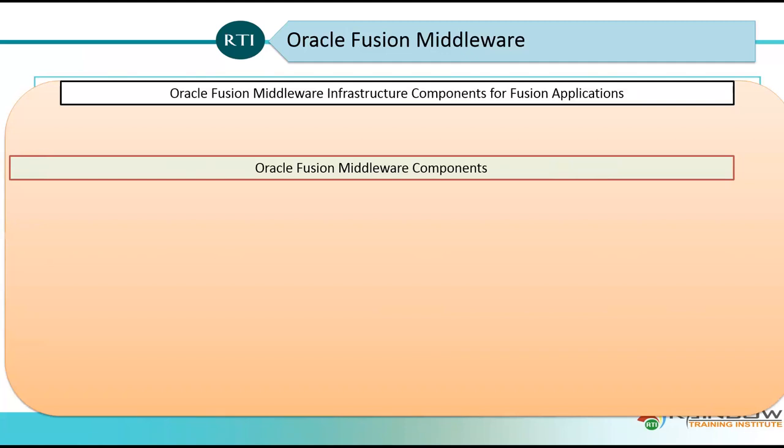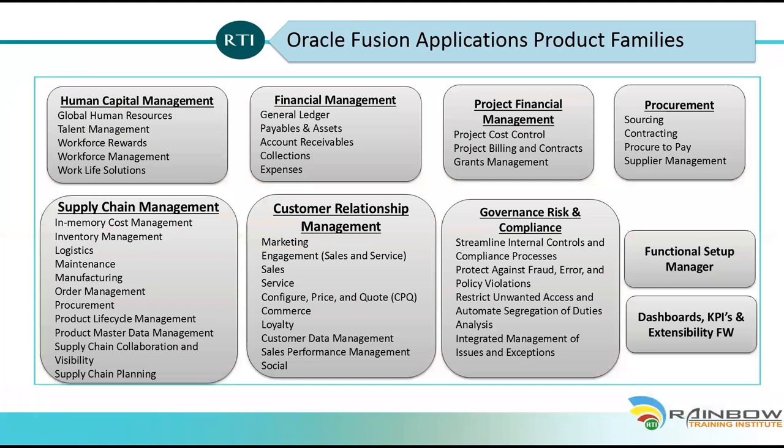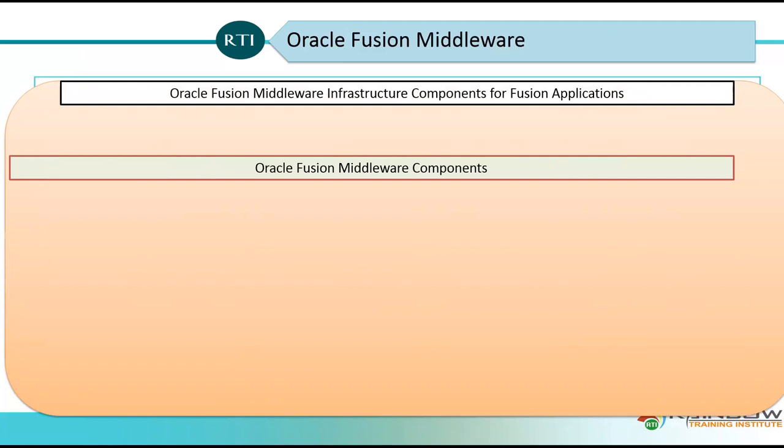So why am I saying this? As I said at the beginning, Oracle Fusion is built on an open standards based platform. What does it mean? If we have an Oracle Fusion platform, you can have Fusion applications, which are nothing but the Fusion product families. And not only this, you can also create your own custom applications and deploy them on the Fusion middleware if you have a license to the Fusion middleware components.